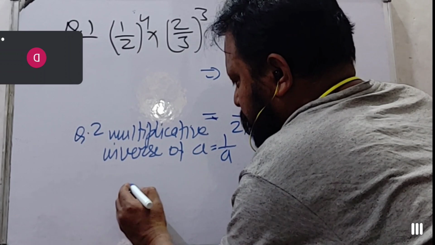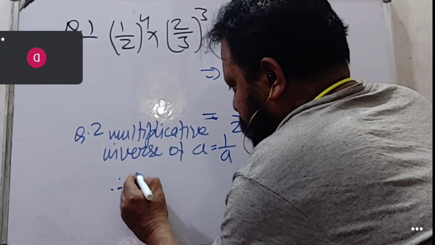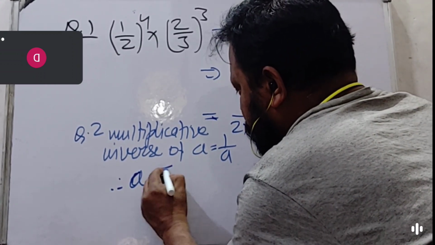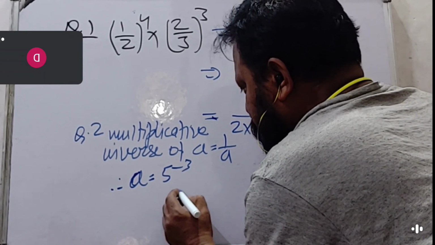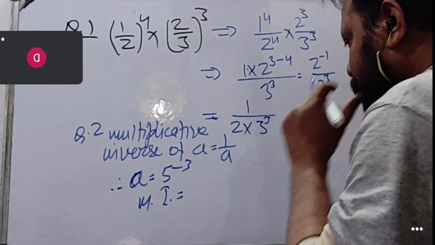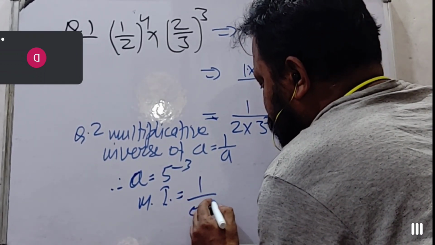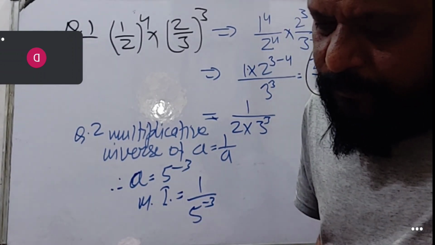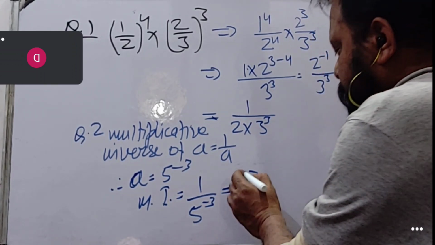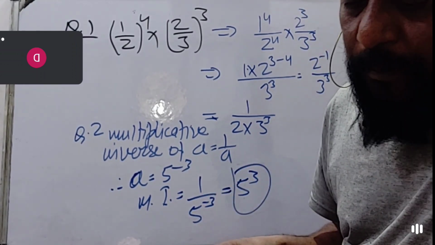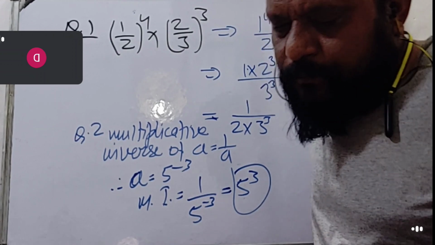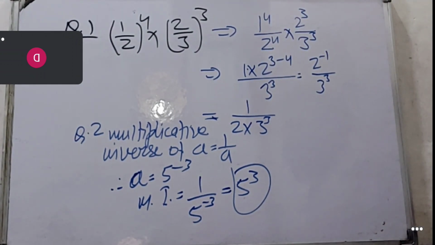So therefore if a is equal to 5 raised to the power minus 3, then multiplicative inverse will be 1 upon 5 raised to the power minus 3, right? It can be written as 5 raised to the power 3, right? So this will be the solution. This was question number 2.